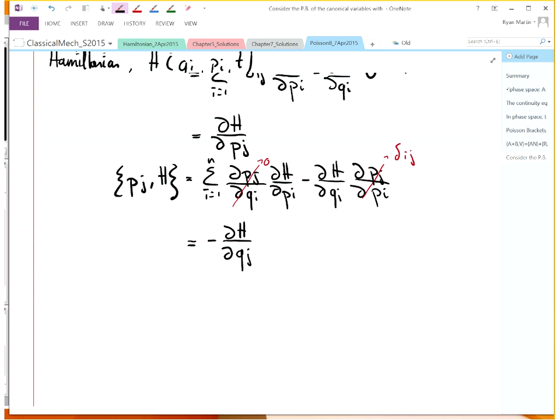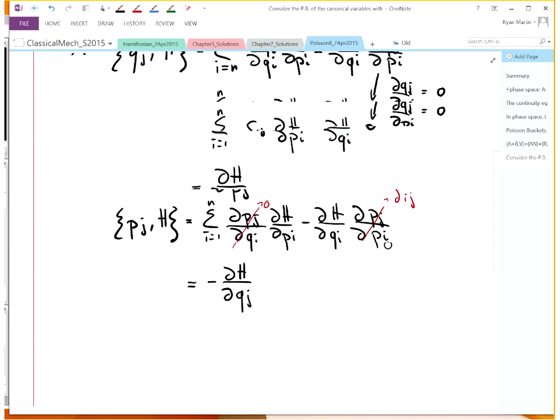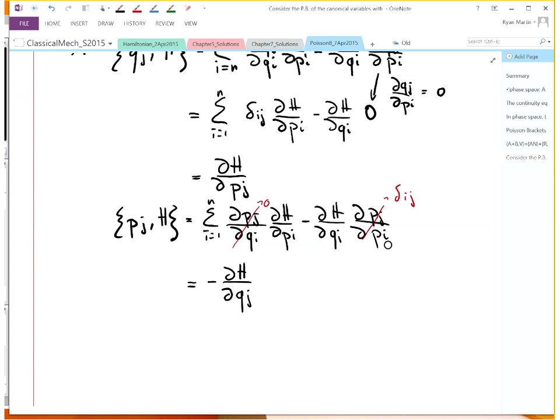Okay? So that's something you have to practice, with these Poisson brackets. If you're not convinced, just take an example with x, y, and z, and px, py, and pz, write out the whole sum, and you'll see which terms cancel.